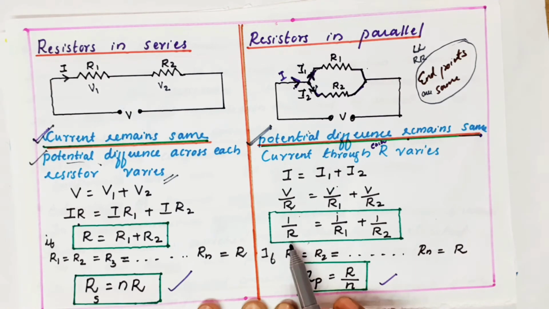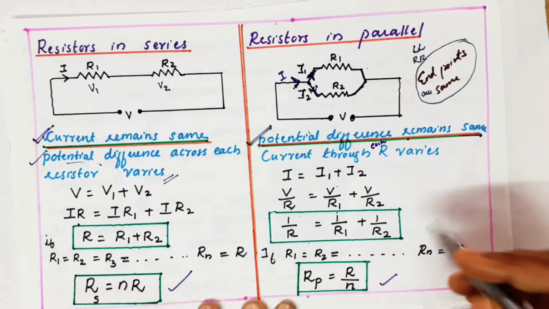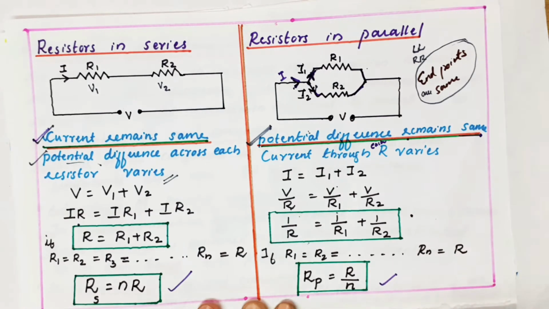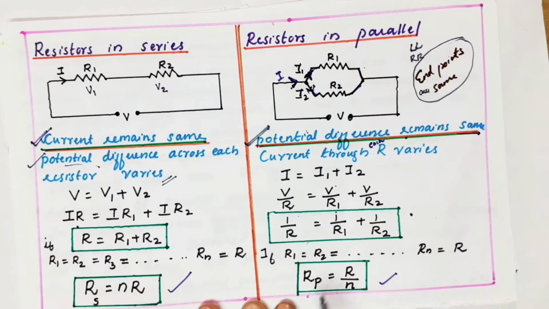So what is your equation for R? 1 by R equals 1 by R1 plus 1 by R2. This is the equation for parallel connection. The effective resistance of parallel: 1 by R equals 1 by R1 plus 1 by R2. Use more resistors, and the sum will go on. Here also I have taken the same condition. If R1, R2, Rn are all equal, like n equal resistors connected in parallel, what happens to the effective resistance? It will come as R by N.